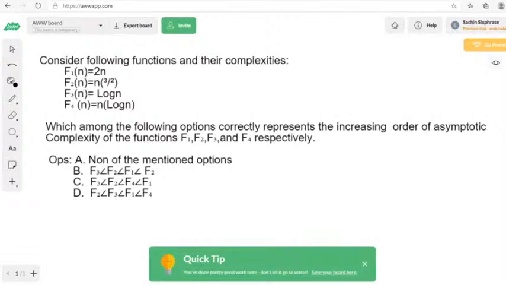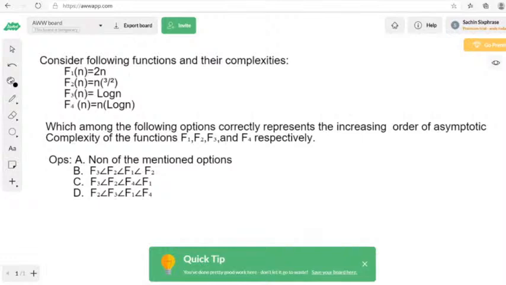Does anybody have any conflict, anything to convey, or any doubts? I already explained very clearly that log n is lesser than n, n is lesser than n log n, and n log n is lesser than n square. The only thing I proved is that n power 3 divided by 2 is equal to n square, because 3 divided by 2 is 1.5, which can be rounded off to 2. So the power is going to be 2, approximately n square.